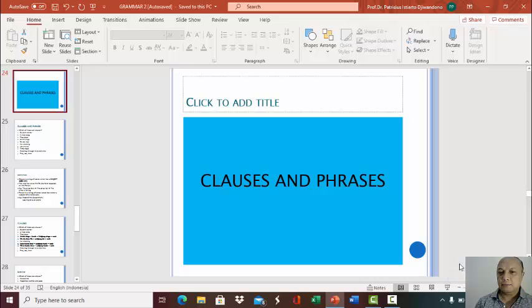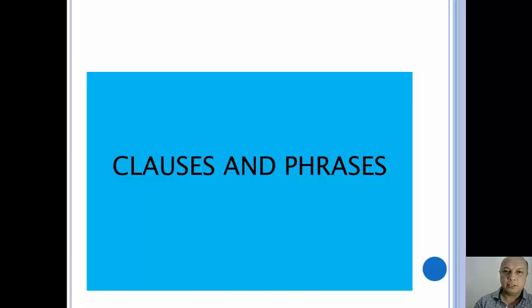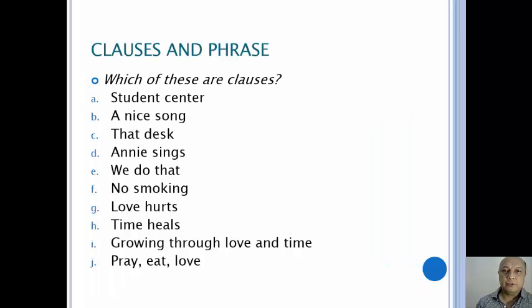Let's look at how they are formed. Okay, clauses and phrases. Now, first of all, can you identify the clauses in these sentences? Have a go and try to identify the clauses among these forms or this combination of words.